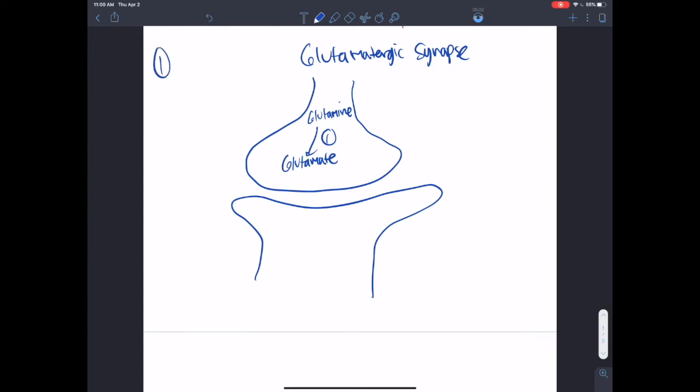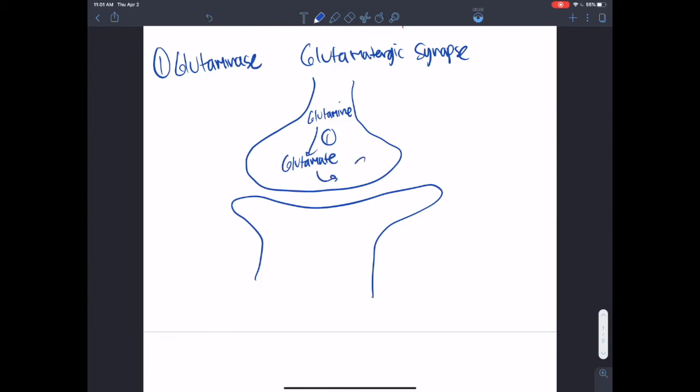This enzyme number 1 is going to be glutaminase. The way I remember that is that glutaminase makes it a... maybe this doesn't work for this. I don't know how you're going to memorize that one. This is kind of annoying, but maybe if you know more about amino acid chemistry than I do, you might understand that better. But essentially, glutaminase is going to convert glutamine into glutamate.